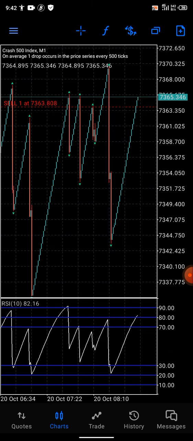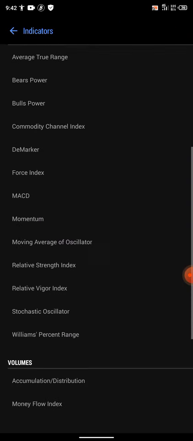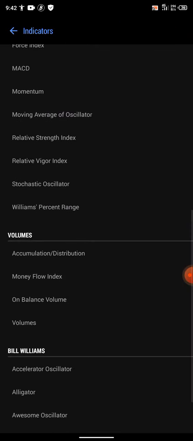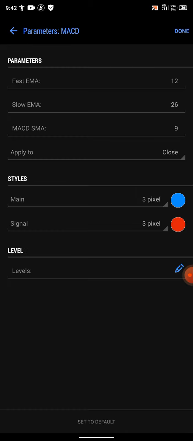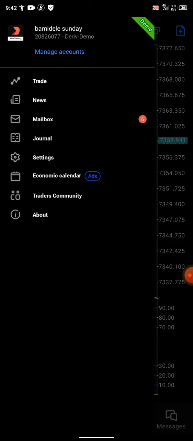Now the next indicator we are going to be adding is our MACD. Just add your MACD. Then these are the parameters for the MACD. The MACD has no levels. After you do that, just click on that, then go back, guys.